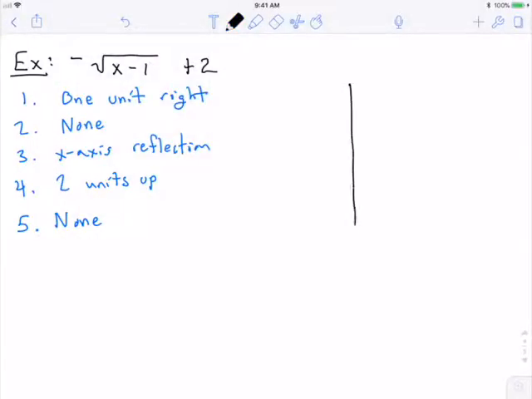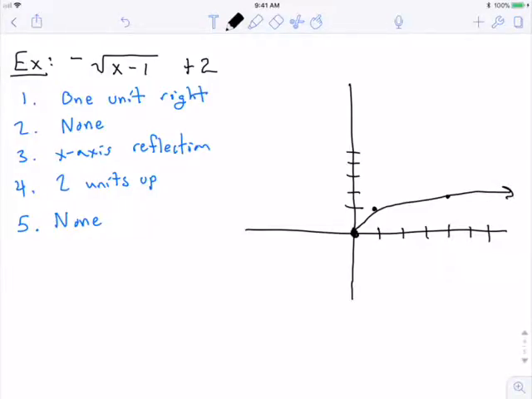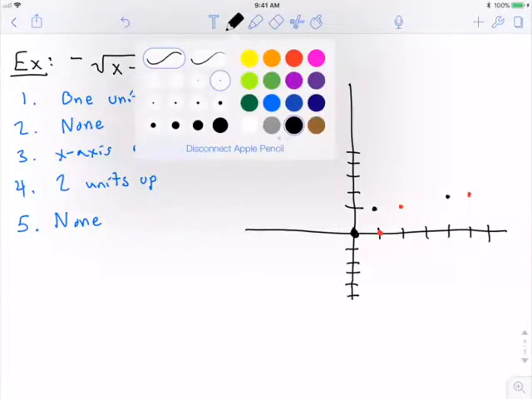So now, let's graph the function, following our steps listed. And we should know our points for the square root function. They are 0, 0, 1, 1, and then 4, 2. And then we make this gradually sloping hill here. And we'll move these points according to our rules, one at a time. So first we'll shift all of these points 1 to the right. Okay. Then we have an x-axis reflection. So now all of our y values get flipped to be negative.